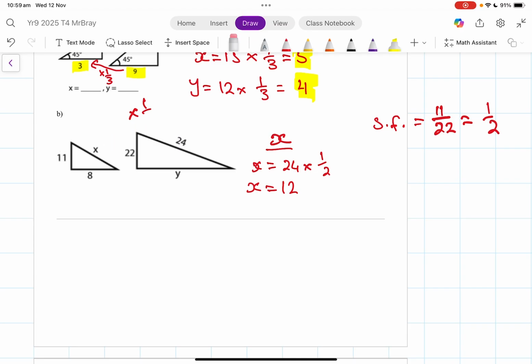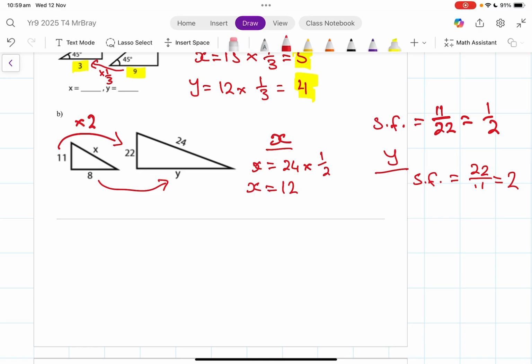Now, if we were to look at it the other way, because we need to find y now, right? So we need to find y. For y, the direction I'd be looking at it would be that sort of direction. And so if we looked at it going that way, well, I'm actually multiplying by 2. So in this case, the scale factor would be 22 over 11, which is 2.